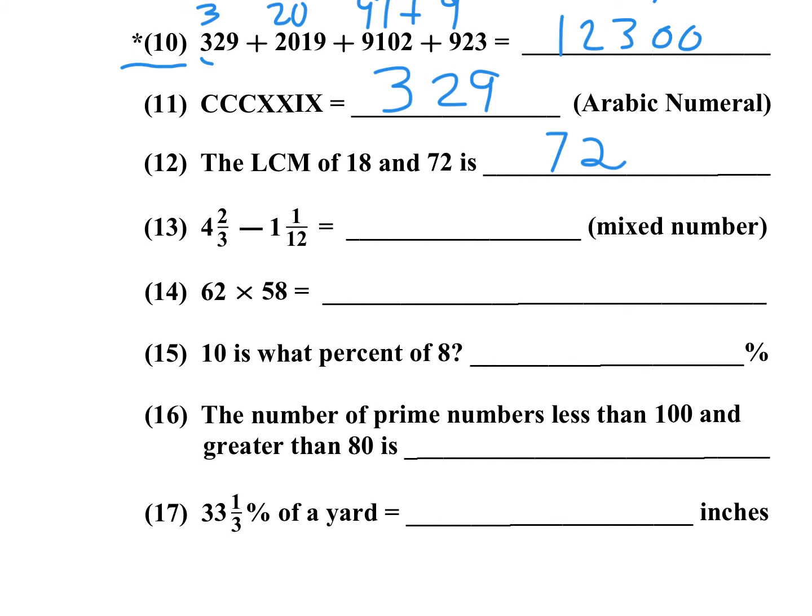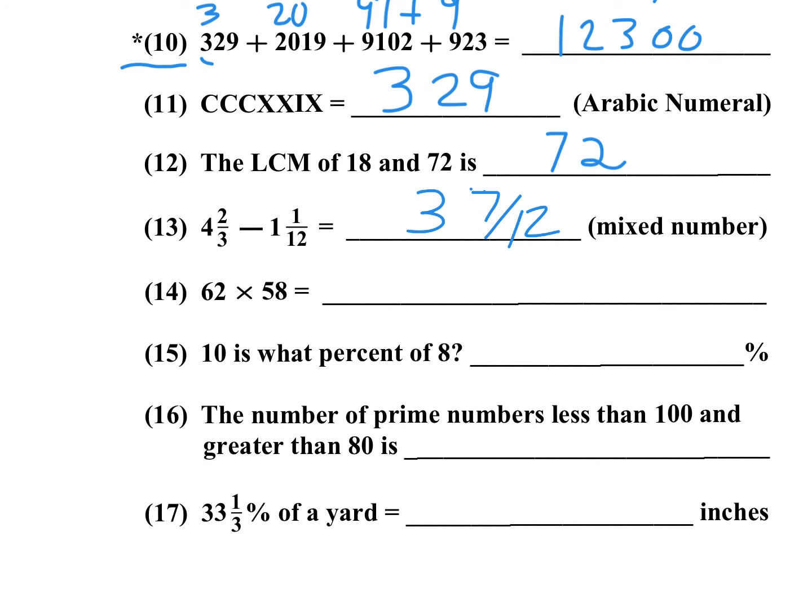Okay, number 13, 4 2/3 minus 1 1/12. So 2/3, you have to have a common denominator of 12. 2/3 is going to be 8 twelfths. 8 minus 1, that would be 7 over 12. And then 4 minus 1 would be 3. So for number 13, it'd be 3 7/12.